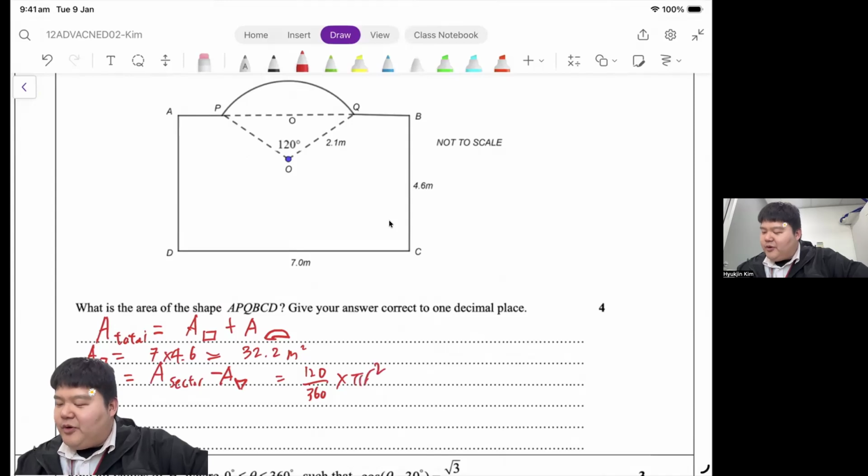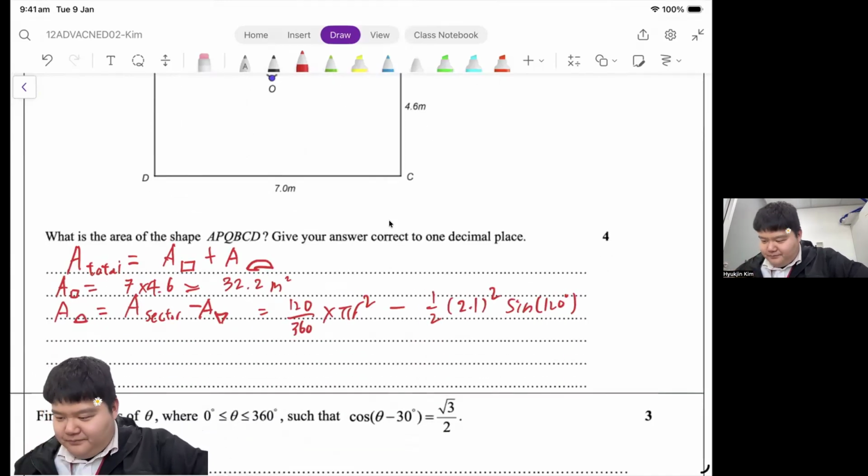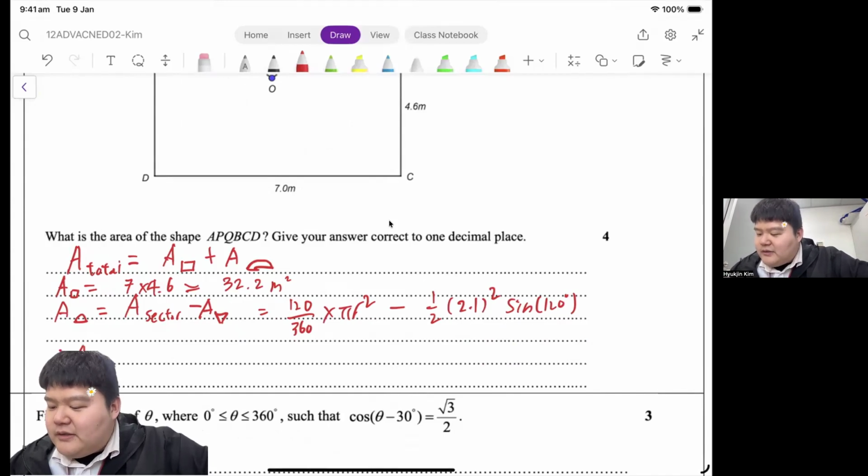You need to be flexible with both. Minus area of the triangle, but it's not a right angle triangle, so half a times b sine C, which is 2.1 times 2.1 times sine 120. And if you remember, sine 120 is root 3 on 2. Well, you can just chuck that all in the calc, that's fine.